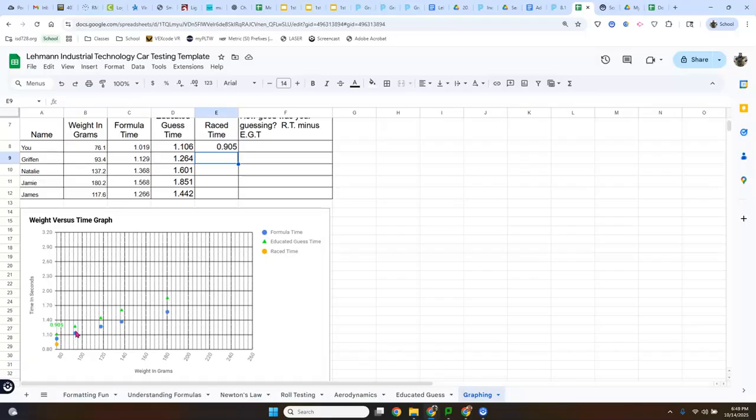And this is kind of the end. At the same time, if you do get your race time, enter those in, because then you can see those data points on the graph. All right, and you can see this linear piece, the heavier the car is, all right, in grams, the slower our car runs in seconds.